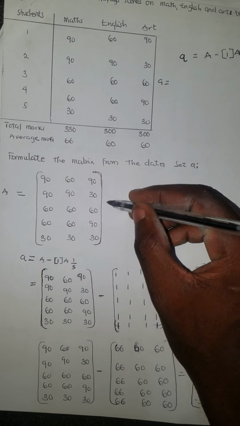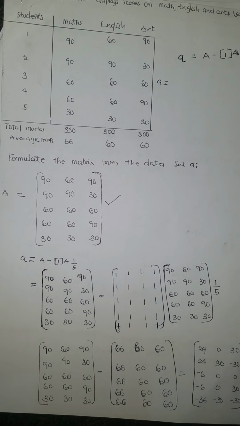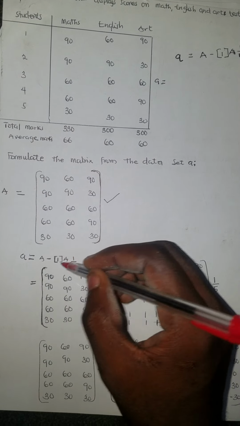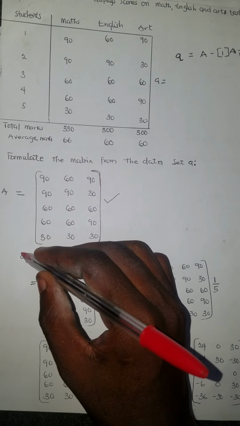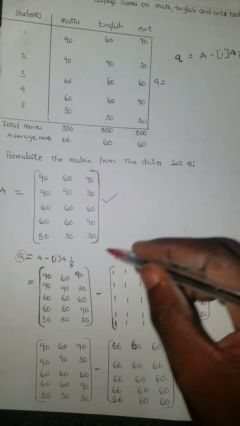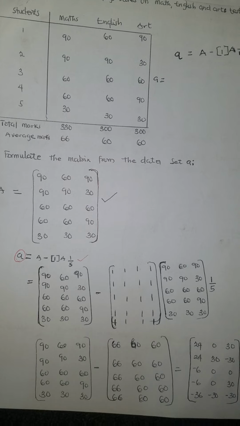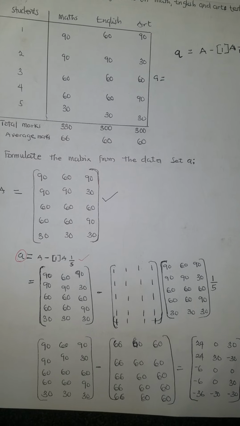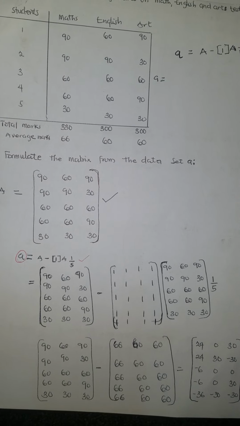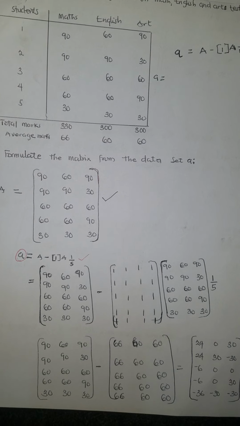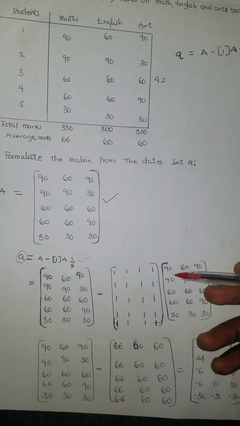So I've written down the matrix here, and then we have the deviation matrix here. Now after the deviation matrix, how do I find the deviation matrix? So I brought my matrix minus the unitary matrix.